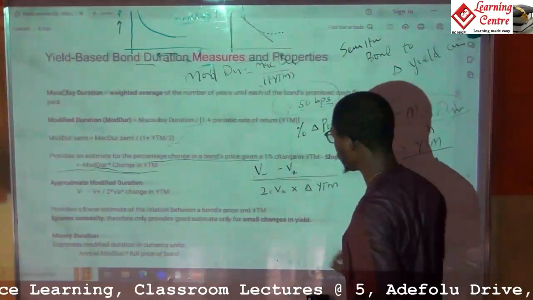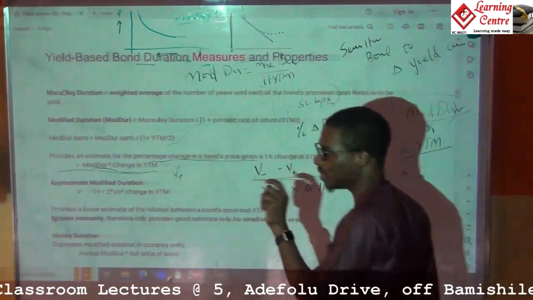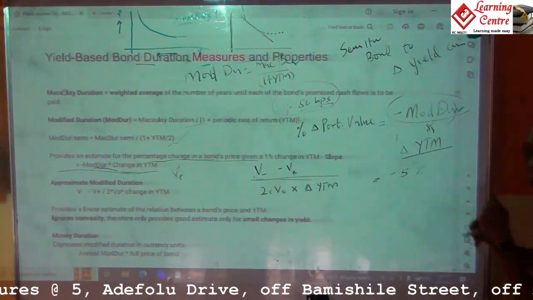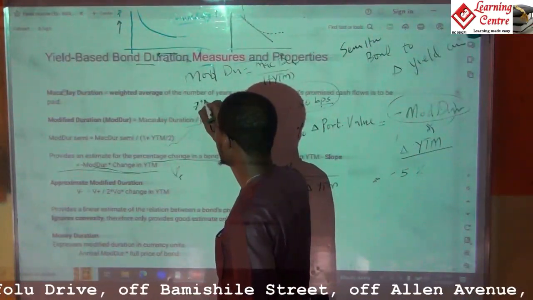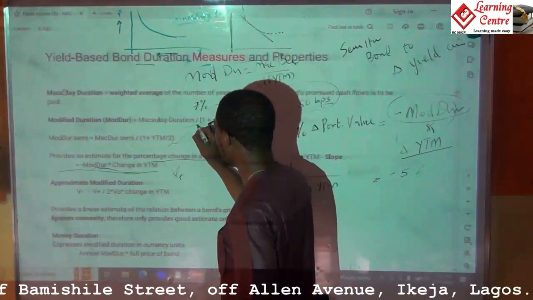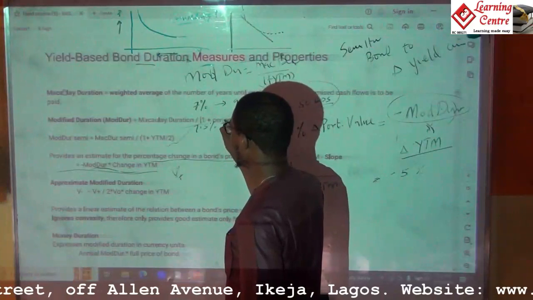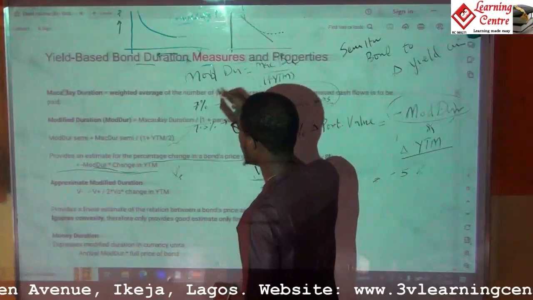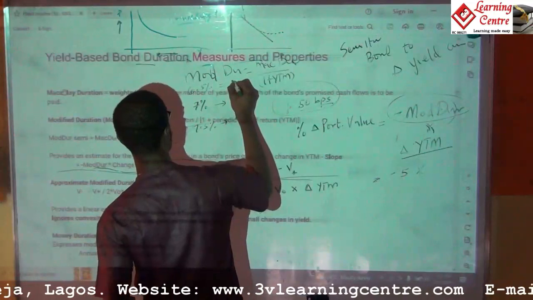What is V negative? V negative is the value when you reduce the YTM by a very small amount. Let's say I price my bond when the yield is 7%, and the price of my bond is 97. I will then price my bond when I increase the yield by 0.5, and I should get something like 92. I will price my bond again when I reduce the yield to 6.5, and I will get something like 103.